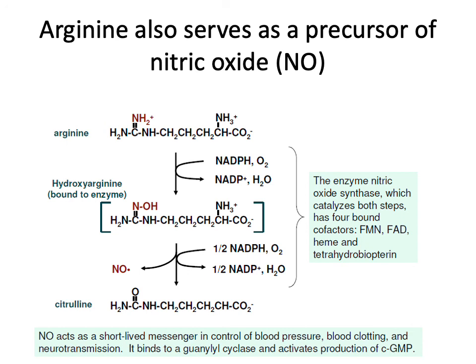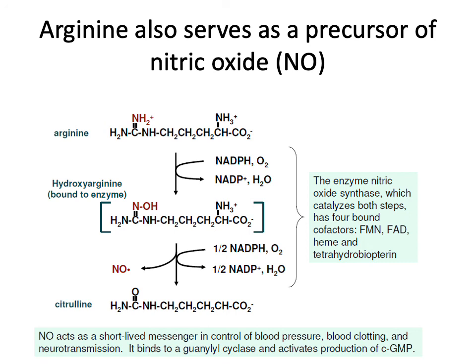Arginine also serves as a precursor of nitric oxide, and the reactions are shown here, although that's really not terribly important. NO acts as a short-lived messenger for regulating blood pressure and clotting, as well as neurotransmission.